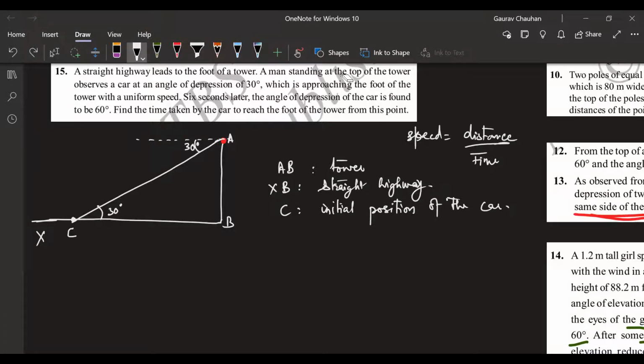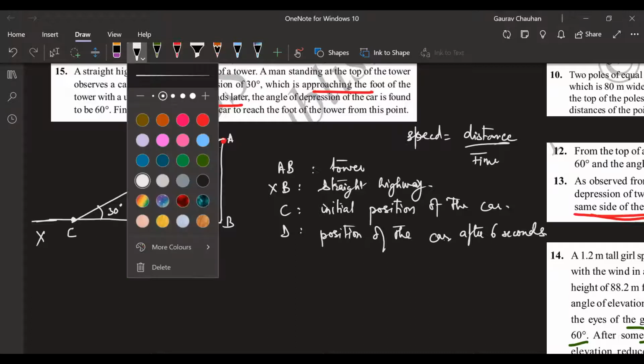Now this car, 6 seconds later, is approaching the tower, approaching the foot of the tower. So the car is going from C towards B, okay, approaching the foot of the tower. So it's going closer to B, which means it has reached somewhere here, D. D is the position of the car 6 seconds later. Position of the car after 6 seconds. Okay, so the car has reached D.